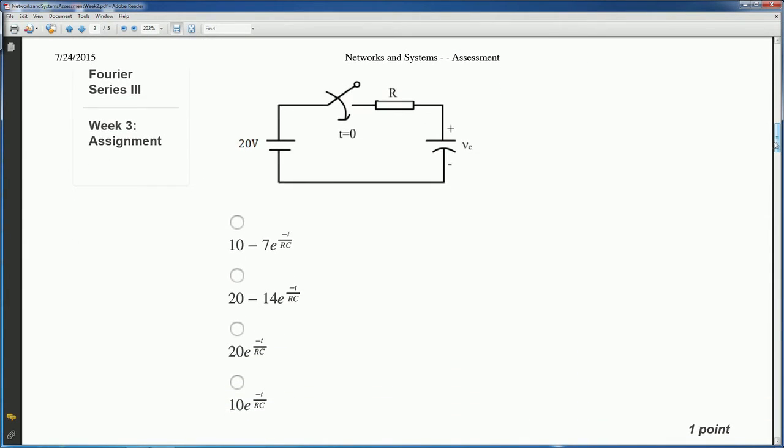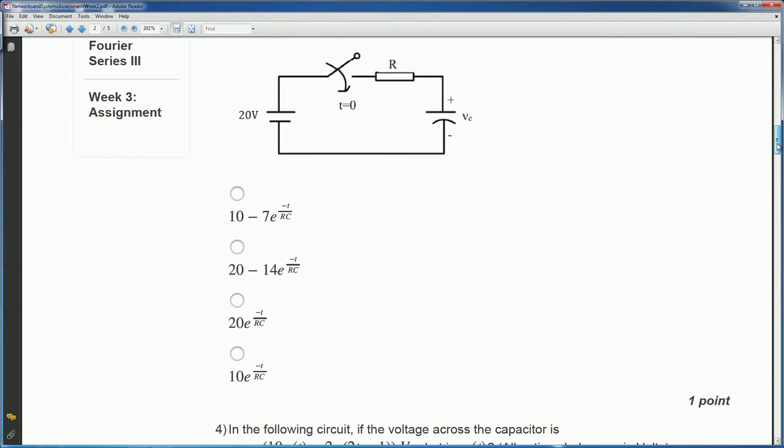From your experience, you might know this e power minus t by RC will show up in the answer, and what exact form it will take one can find by knowing the initial and final conditions. So, if you know the initial and final conditions for the voltage across the capacitor, you can plug them into each of these answers and you will get the answer right away. So, that is the basic hint. You can use the initial and final conditions for the voltage across the capacitor and you will get the answer.